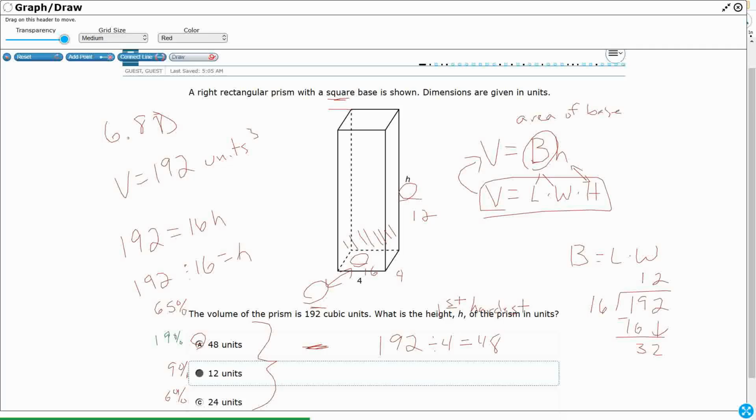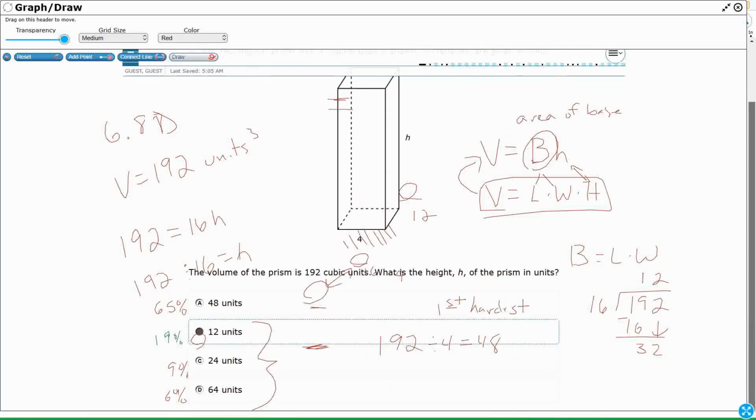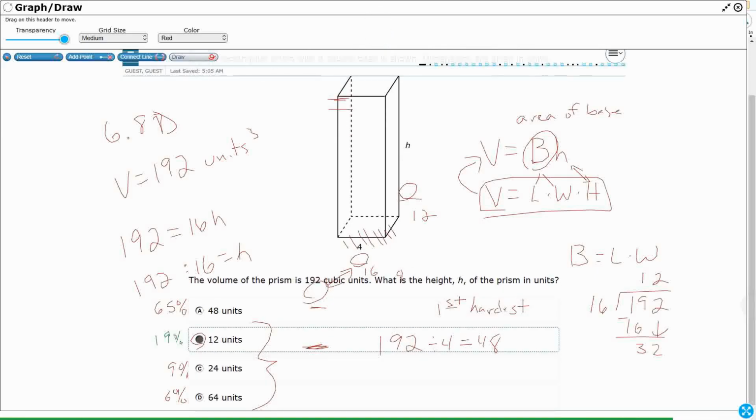So this one was extremely difficult because there was such a convenient answer sitting there that looked like it was just right there, and it was the first answer choice. We need to help our students really deconstruct that volume formula. What is the base? The base is a combination.